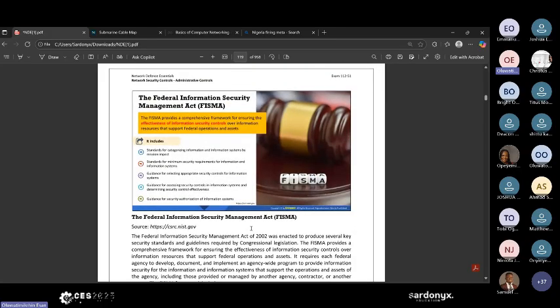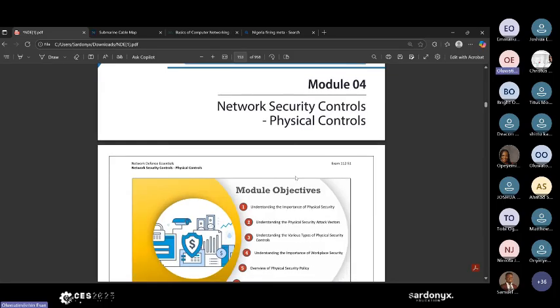Then I'll stop at FISMA, right? This talks about the federal government. This ensures the effectiveness of information security controls to support federal operations and assets. Now, I don't expect anybody to be in this business if you don't have anything to do with the federal government. It's like you are putting your life on the line. Anything to do with the federal government, this is what FISMA covers, right? It's classified and top secret.